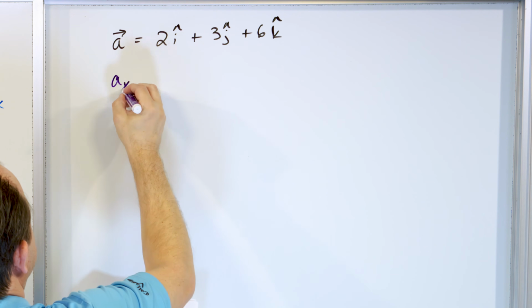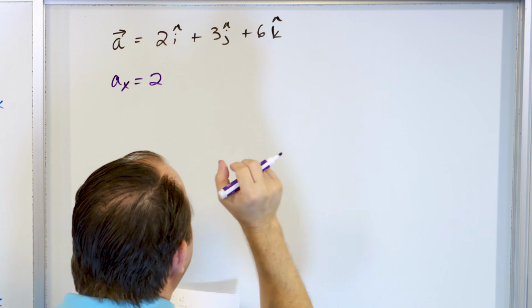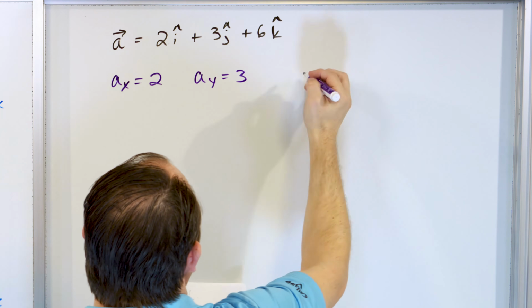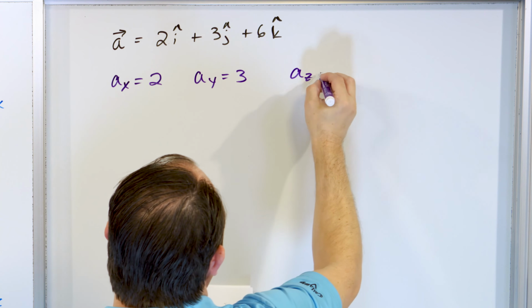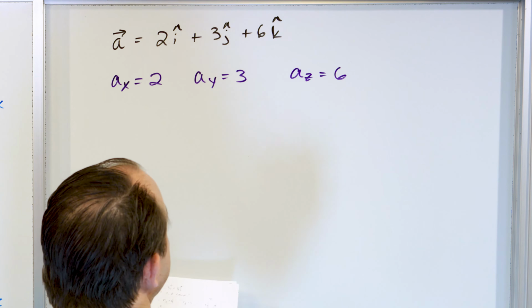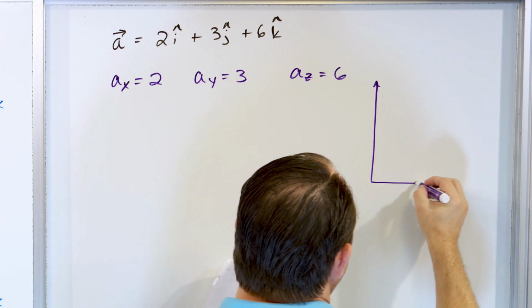So this is the x component, and it's equal to positive 2. J hat goes with y, so this is the y component, a sub y is equal to 3, and of course that's the z component, so a sub z is equal to 6, right? And I lied, I guess I am going to draw this one, because this one actually is, I don't want to say easy, but a little bit easier to draw.